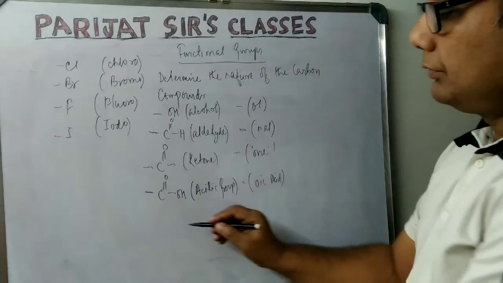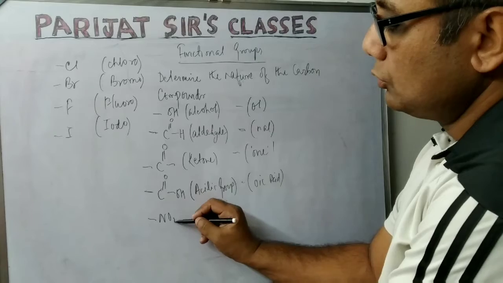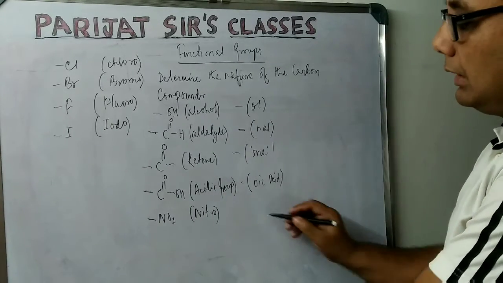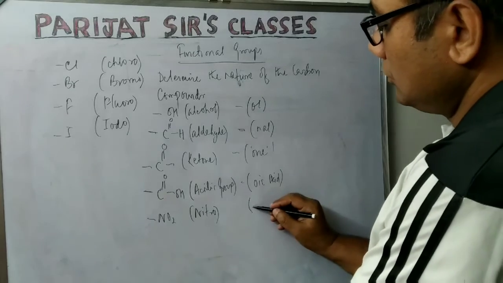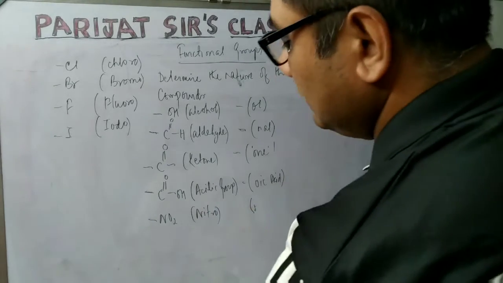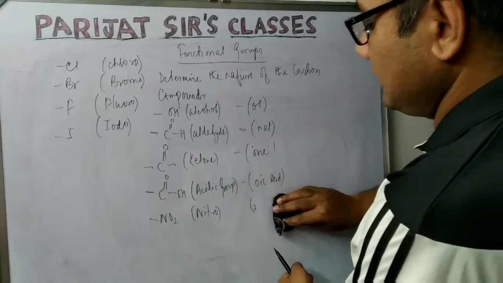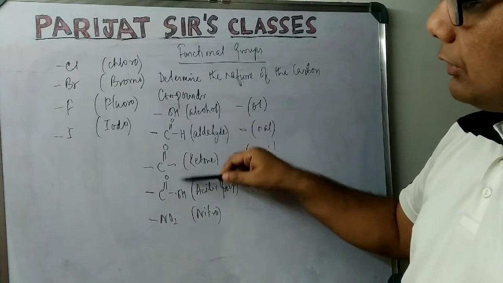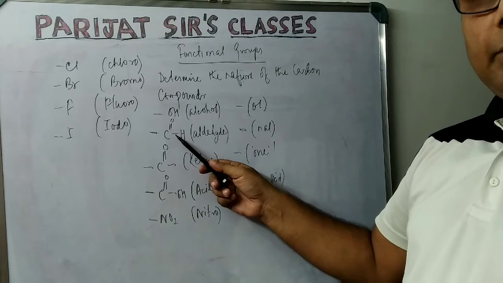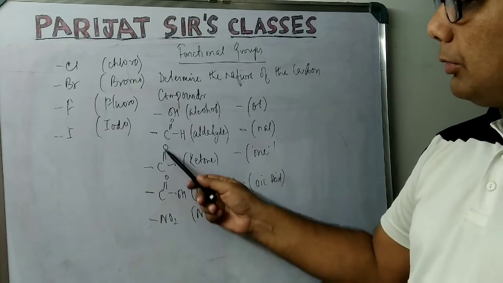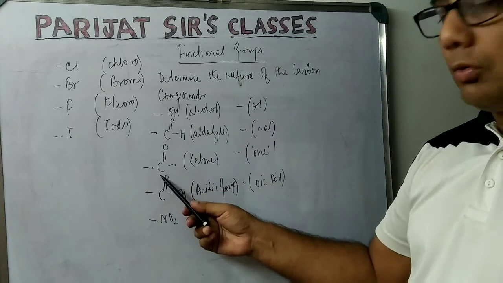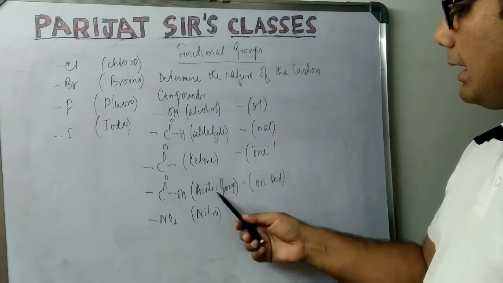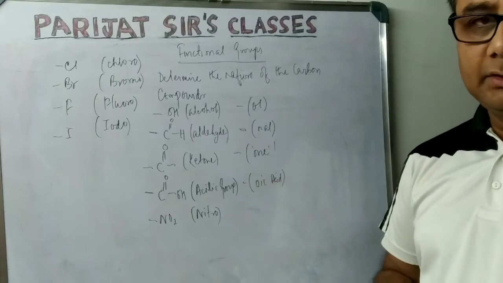Similarly, we have got more groups. We have got the nitro group, NO2 group. It's a nitro group. So the word nitro will come. This is not there for class 10 level, so you don't need to concentrate on this. You have to concentrate mainly on these: OH, alcohol; C double bond O, H, aldehyde group; C double bond O, ketone group; C double bond O, OH, it is an acidic group, the carboxylic acid group, and the name will end with oic acid.